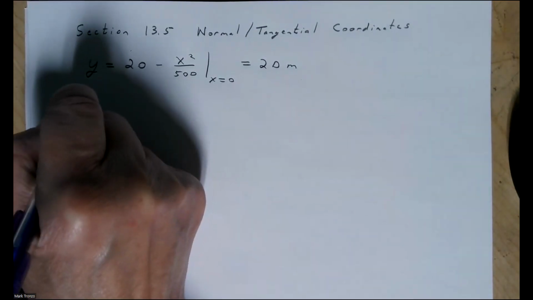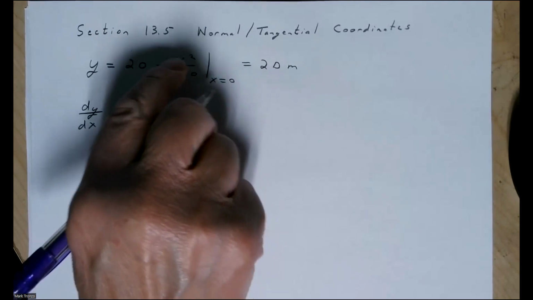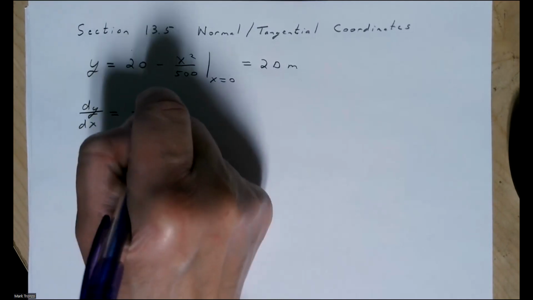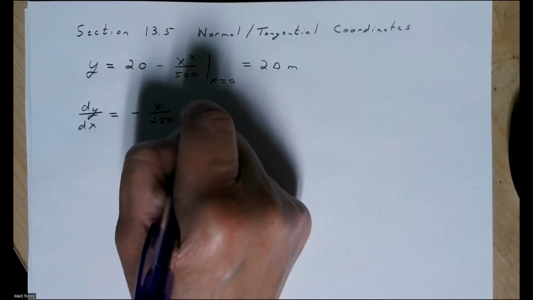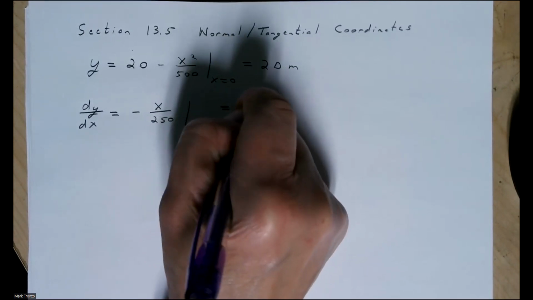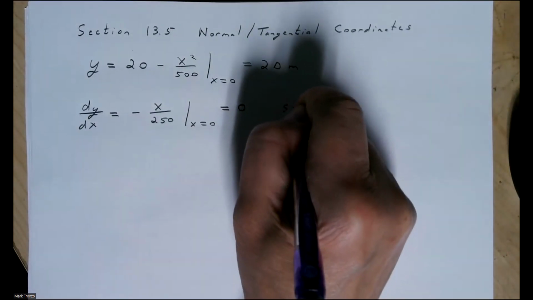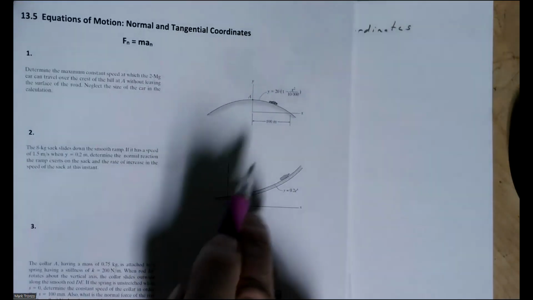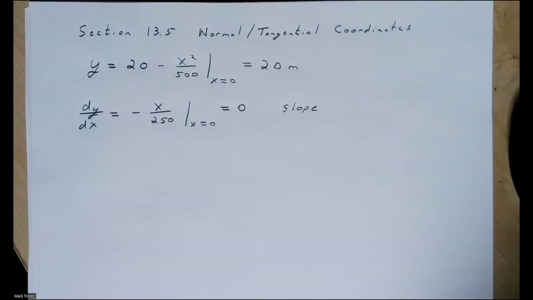Now we have to take the first derivative, dy/dx. And we take the derivative, that goes away. A 2 will come down, now divide into the denominator. There'll be minus x over 250, evaluated at x equals 0. And that's going to actually give us 0. And remember, the first derivative is going to be the slope. And of course, that makes sense because you can see at the crest of the hill, the slope is going to be 0. It's going to be horizontal.